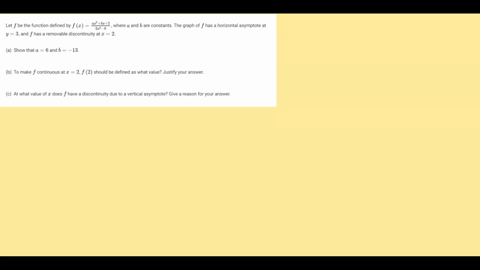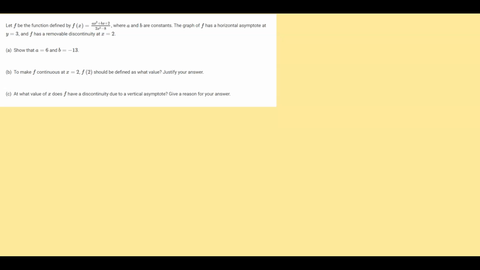All right, so this free response question is primarily based on topics from Unit 1 in the AP exam. Basically what it says: let f be the function defined by the following, where a and b are constants. Anytime we have general a's and b's, it sort of throws us off. It says the graph of f has a horizontal asymptote at y equals 3, and f has a removable discontinuity at x equals 2. We want to show that a is equal to 6 and b is equal to negative 13 in part A.